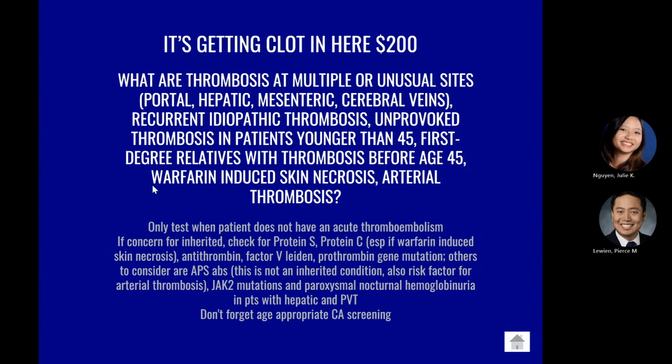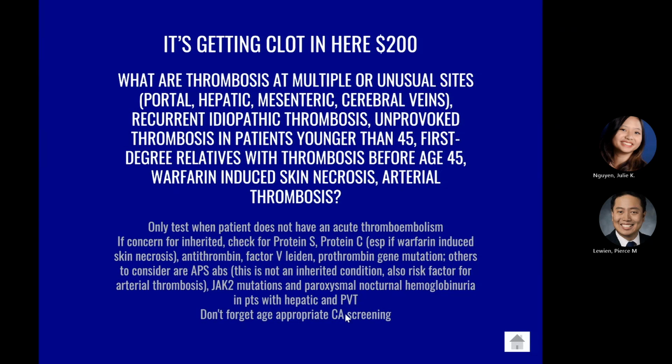When you decide that you are going to check for thrombophilia, it's usually these five conditions that you check for: protein C and S, antithrombin, factor V Leiden, and prothrombin gene mutation. If someone comes in with warfarin-induced skin necrosis, it is mostly a protein C condition. For you to suspect antiphospholipid, think arterial thrombosis and peripartum patients, pregnant patients with recurrent pregnancy losses, or anybody who has lupus.